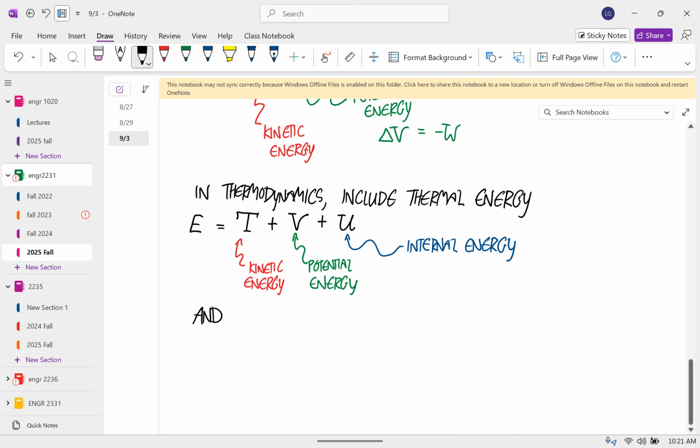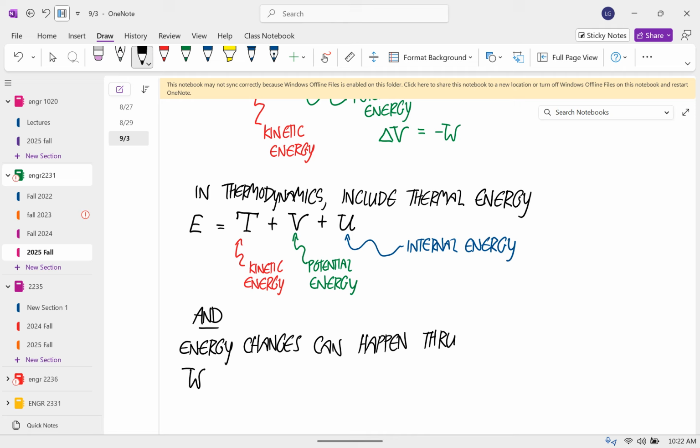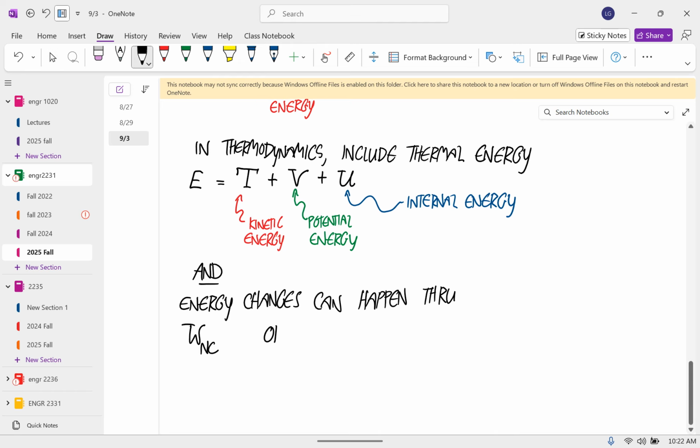And energy changes can happen through the work of non-conservative forces or through heat transfer. And I'm going to call that Q.